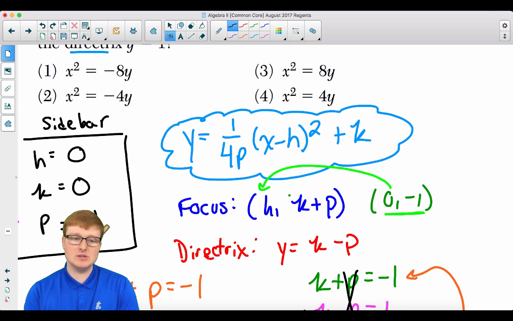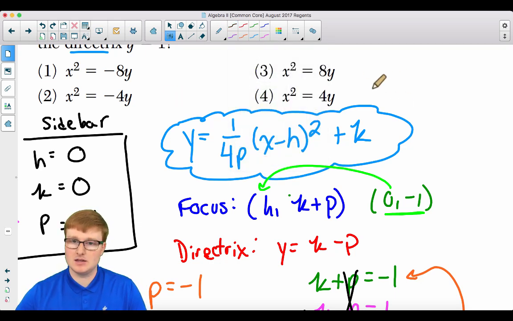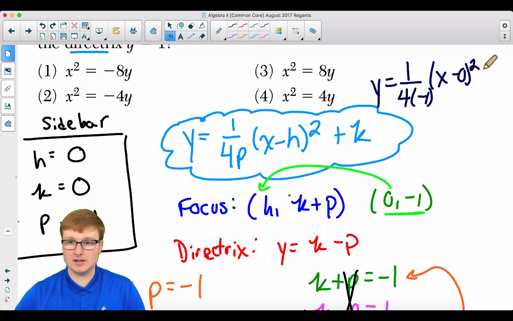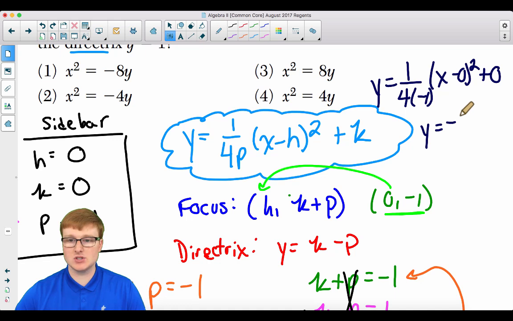So now what we need to do is take all this information and plug it into our formula, right? So when we plug this into our formula, we are given the following. This really becomes y is equal to 1 over 4p, which is -1, times x minus 0 squared plus 0. Well, this is just another way of saying y equals -1/4 x squared. Well, is that here somewhere?